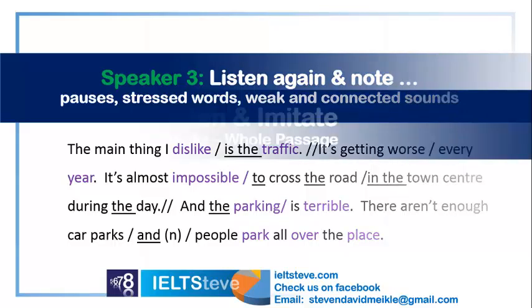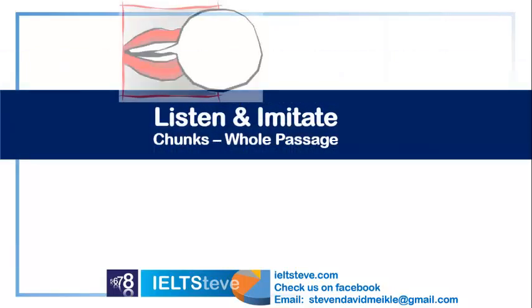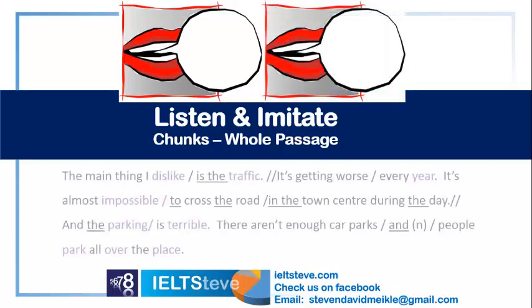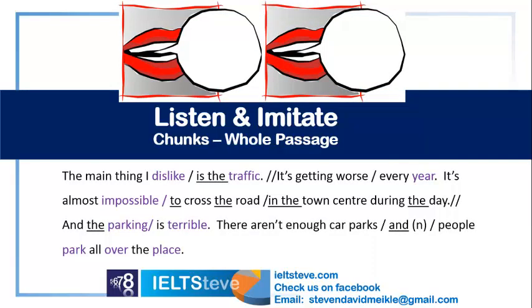So when you're imitating again, go on the chunk level first and then try for the whole passage. So maybe you just go on the first between the upright lines. Practice that first. So for example, is the traffic? And then go for the whole phrase once you think you've got it right. And when you're finished, remember to record yourself and come back and check with that man.